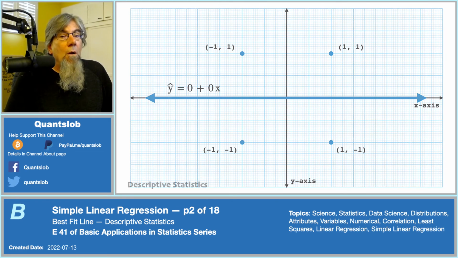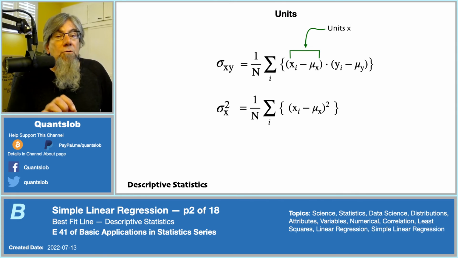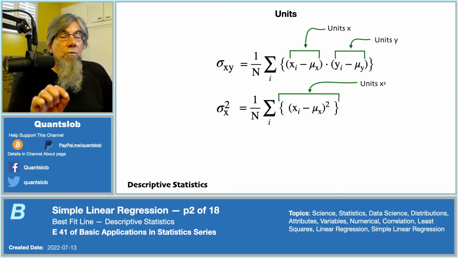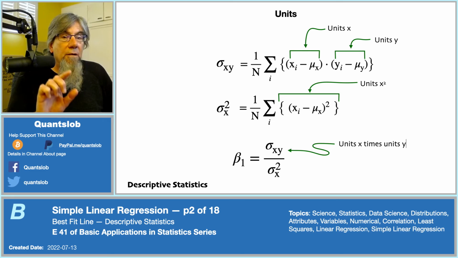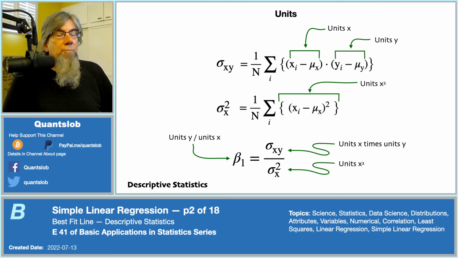Needless to say, our line calculation preserves measurement units. Our predictor response covariance has units x times y. Our predictor variance has units x squared. The result is that our line slope is in units y over units x. In our previous example, our slope would have units meters over kilograms, or meters per kilogram. The consequence is that when we multiply a value of x by the slope, the units x cancel out and we end up with units y.